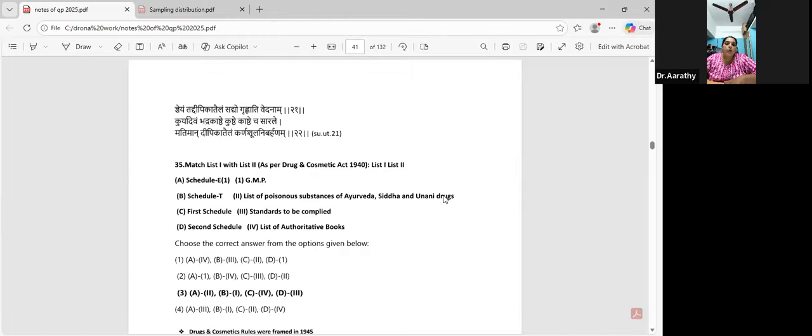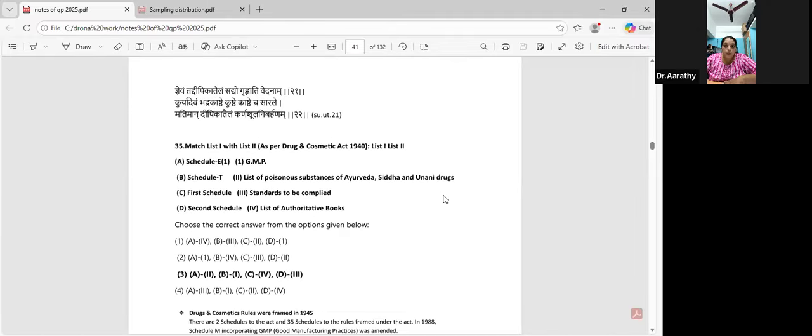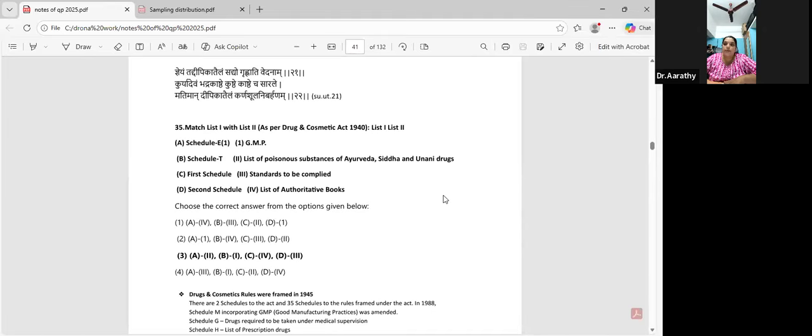Schedule E, Schedule T, first schedule, second schedule of Drug and Cosmetic Acts. One important area of Bhaishajakalpana. You will have to study all those schedules. Okay. Schedule H is for prescription drugs. Schedule R is for condoms and rubber latex drugs. Likewise, you have a lot of schedules which you have to be acquainted with.